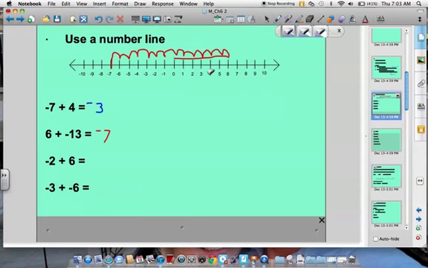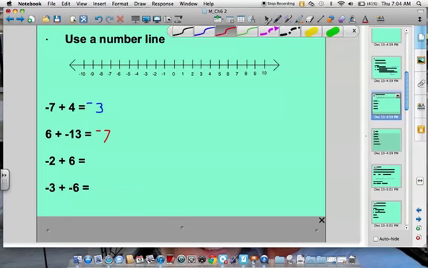Alright, so for these, the first one is -2 plus 6, so I walk to -2. And then it says to go +6, so positive is to the right. So I'm going to hop 6 times. 1, 2, 3, 4, 5, 6. I ended up on +4. So that's my answer.